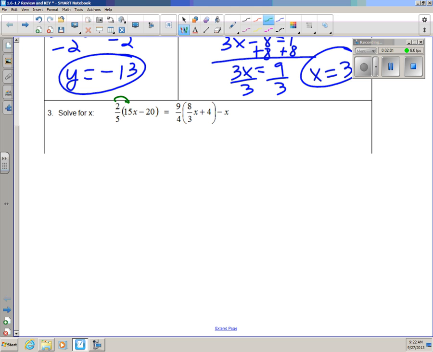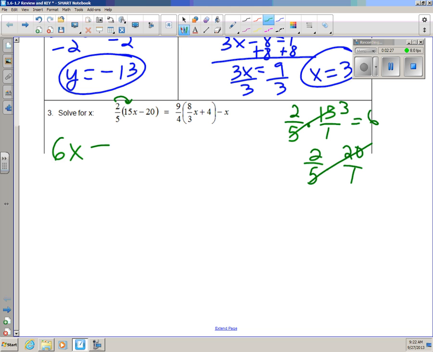We're going to say, what's 2/5 of 15x? You can come on the side and say, well, 2/5 times 15 over 1. Well, 5 goes into 15 3 times. That really leaves me with just 6. So 2/5 of 15x is just 6x. And you can do the same thing for 20. We know it's going to be a minus. So I've got 2/5 of 20. Again, 5 goes into 20 4 times. 4 times 2 becomes 8, and I get minus 8.